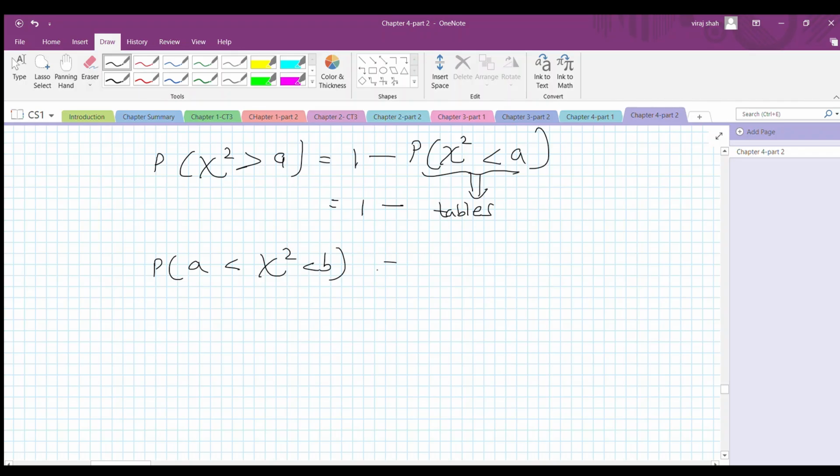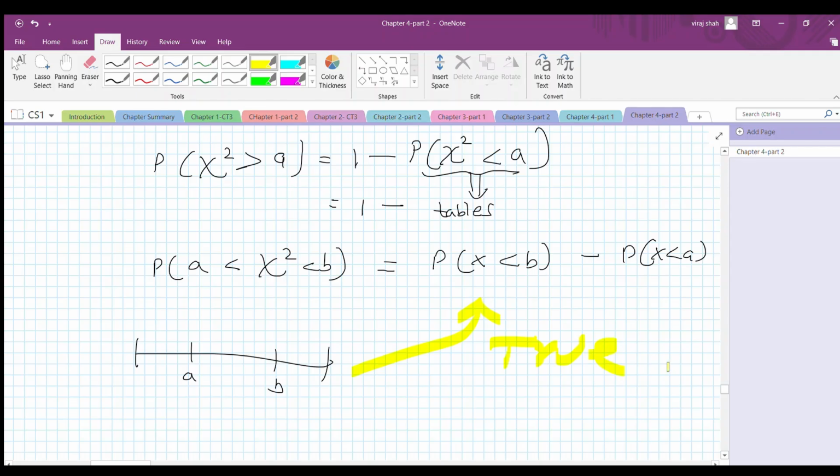I solve this as nothing but probability of x less than B minus probability of x less than A. If you want to understand, we will even understand. Okay, A and B, I want this probability, right? So how is this true? Let us understand that.